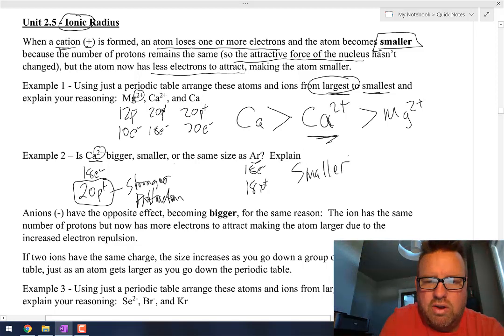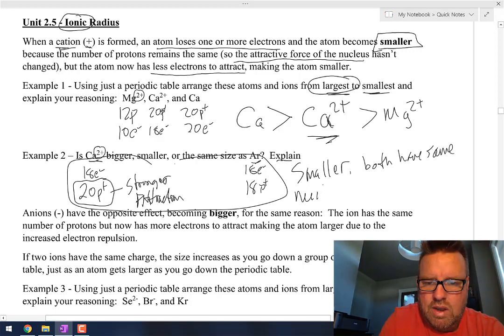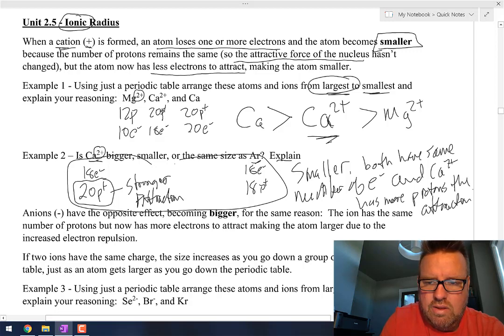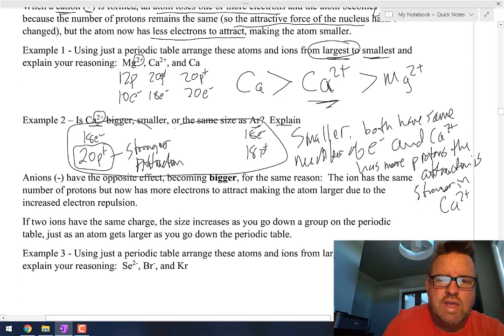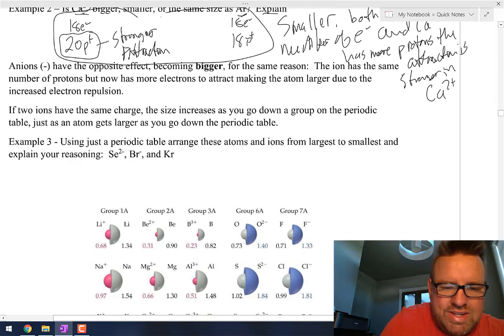So is calcium 2+ bigger, smaller, or the same size as argon? It is smaller. And for my explanation, I'm going to basically just explain this: since they both have the same number of electrons, and calcium 2+ has more protons, the attraction is stronger in Ca2+.